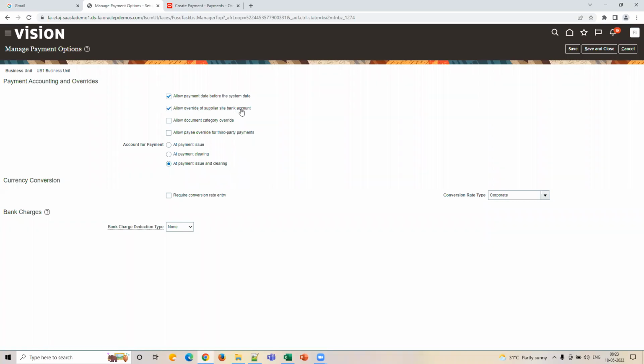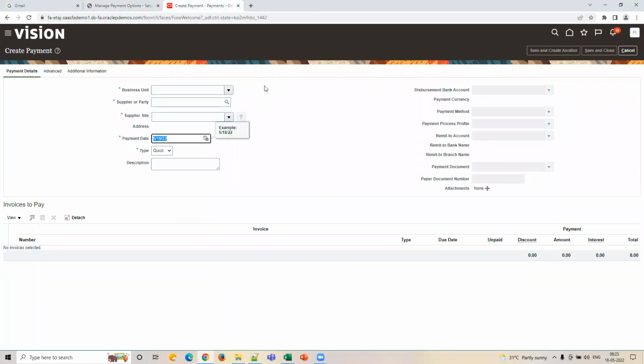Allow override of supplier bank account. While creating our supplier, there is an option called create bank accounts. In that, whenever we are making a payment, what is the supplier bank account? What is the disbursement bank account? It's simple. Disbursement bank account is our bank account from which we are going to pay, disburse the money. Supplier bank account is the supplier's bank account where he is going to receive his money. Okay, you will record this one.